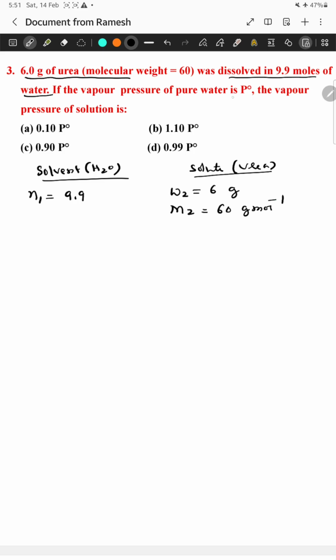If vapor pressure of pure water is P0, that is vapor pressure of solvent they have given as P0, what is the vapor pressure of the solution? So vapor pressure of the solution means you can write P1. P1 means vapor pressure of component 1 in the solution, that is vapor pressure of the solution. So first you find out Chi1, that is mole fraction of solvent. So that is given by the formula N1 by N1 plus N2. Here we don't know N2. N2 means number of moles of solute. First you calculate that one.